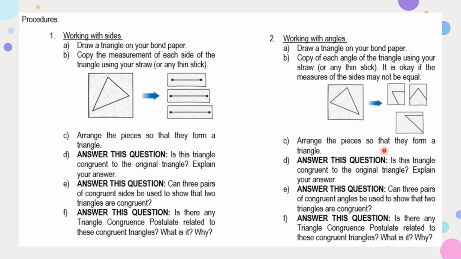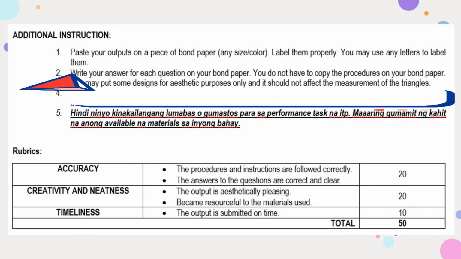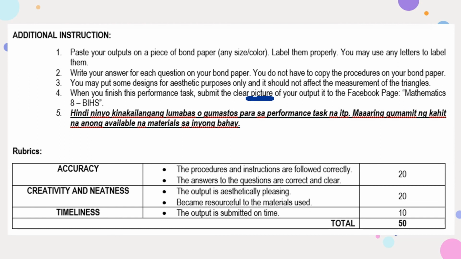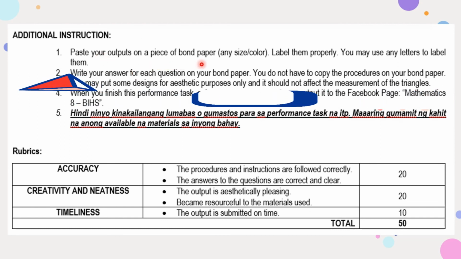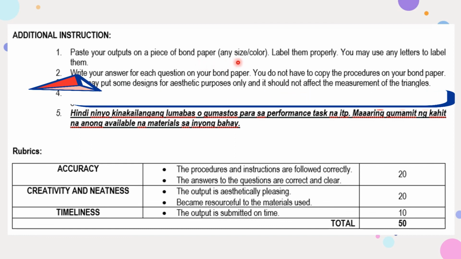Then, arrange mo sila. Bumuo ka ulit ng triangle. Sagutan mo ulit ito. Okay? May madidiscover tayo dyan sa dalawang ito. May madidiscover tayo dun sa dalawang triangles na yun kung tama ang ginawa mo. Okay, next. Paste your outputs on a piece of bond paper, any size or color, and then label them properly.